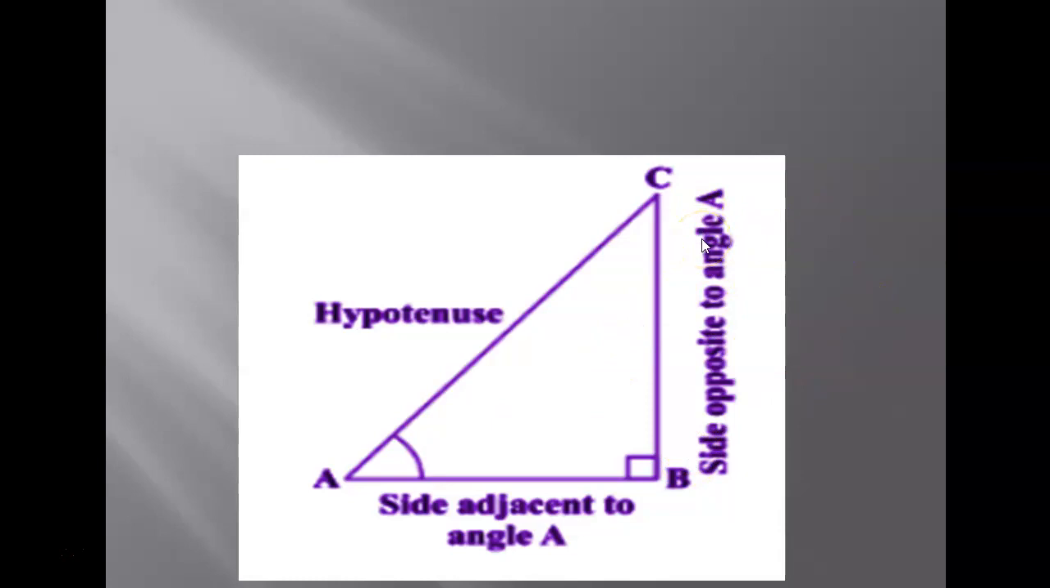Next is BC. This is the opposite side of angle A, and this is known as the perpendicular. So BC is the perpendicular of this triangle. Now the third side AC is the longest side, and the longest side is always known as the hypotenuse. So always be careful about the base and the perpendicular. The hypotenuse you can always find as the longest side of a triangle.